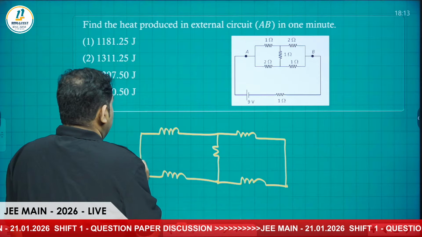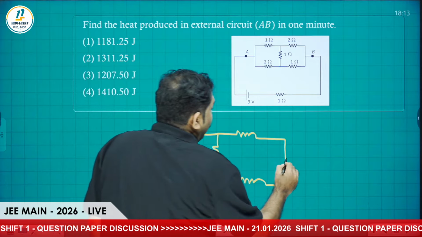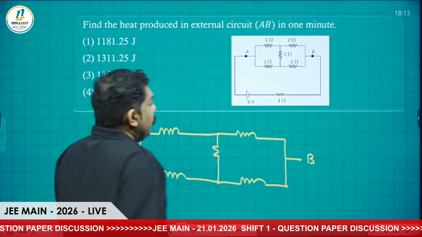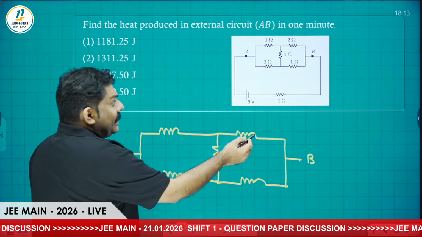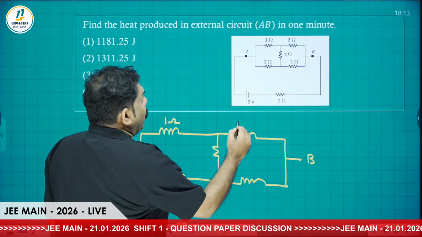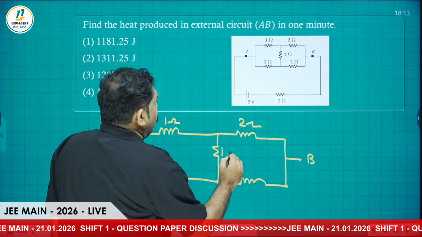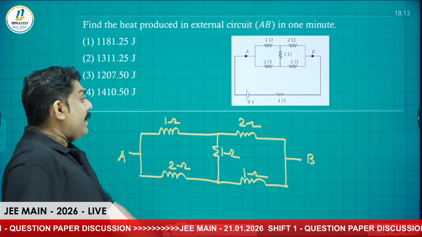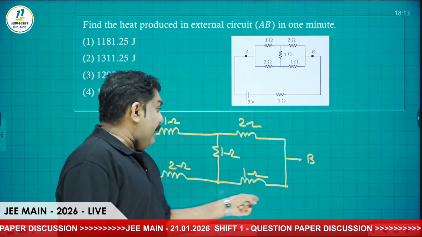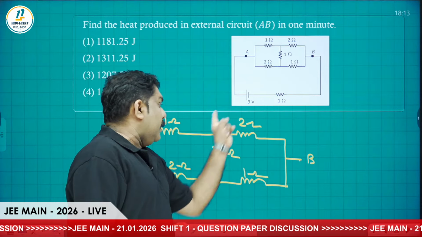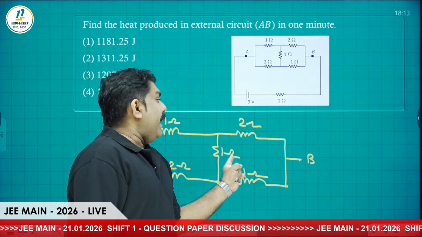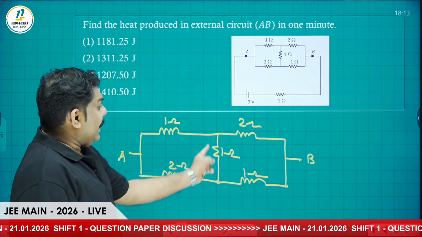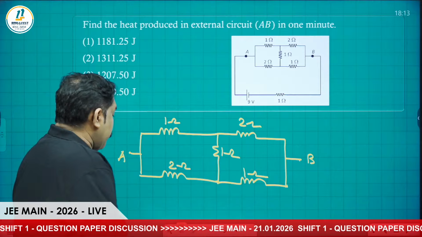So this is the circuit given. This point is A and this point is B. What we are doing means, in this circuit the values are marked 1 ohm, 2 ohm, 1 ohm, 2 ohm and 1 ohm. It is this last area, this term, that we are making into a delta now. This is a delta and we are converting it into star.